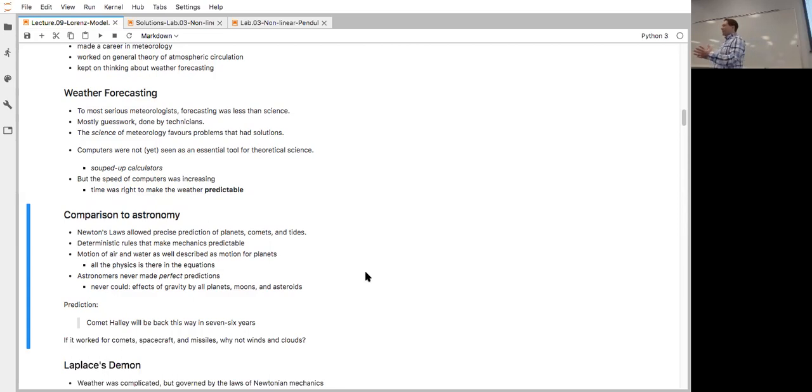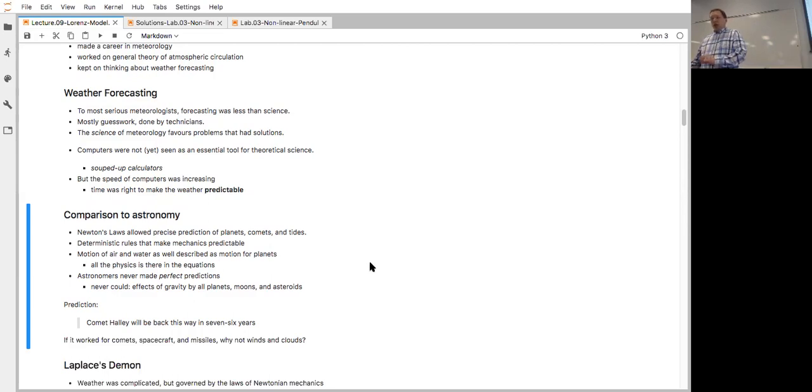Now, it may not be 76 years exactly. It could be 76 years and 1 month and 4 days. Maybe it's 76 years, 1 month and 5 days. But, you know, I'm close. I'm pretty good. Now, if it worked for comets, like it works for spacecraft, remember we're in the space age of the 1960s, and it works for missiles, we're in the ballistic age, sort of the Cold War, why wouldn't it work for winds and for clouds?